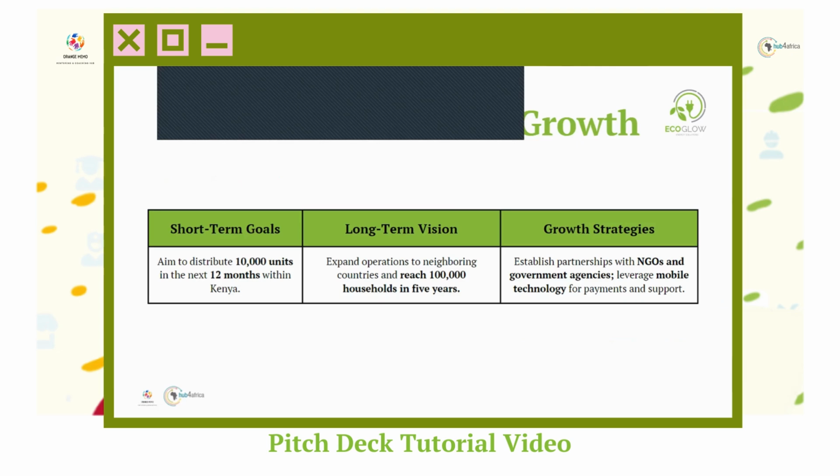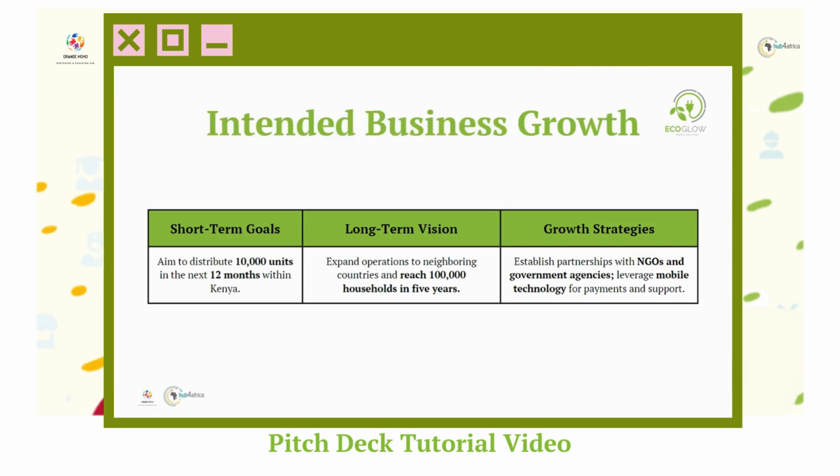Now, let's talk about your intended business growth. This includes your short-term goals and long-term vision for the company. Investors want to know where you see the business in the future. For example, in the next 12 months, we plan to distribute 10,000 units in Kenya and expand to neighboring countries within 5 years. Show ambition, but be realistic.